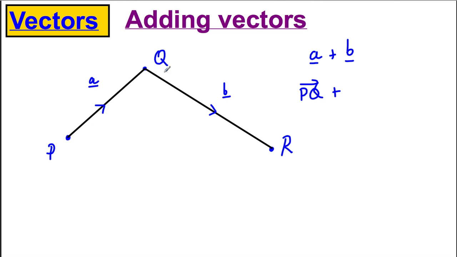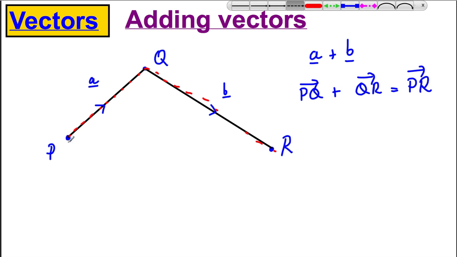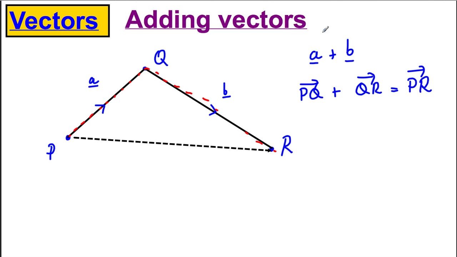B takes you from Q to R. So we're going from P to Q and then from Q to R. That's the same thing, surely, as going straight from P to R. It has the same effect as going from P to R. So the same effect as going from P to R would be that vector there, which we can call A plus B.